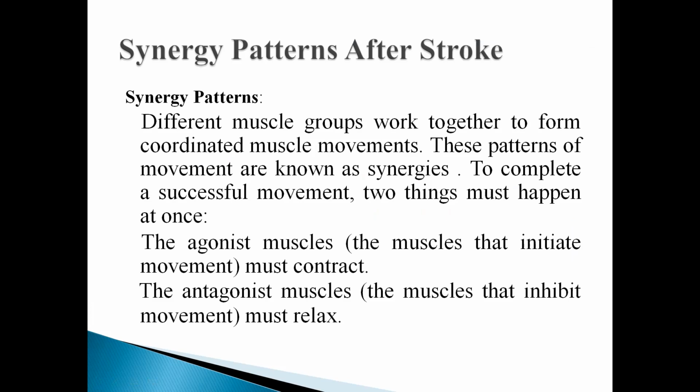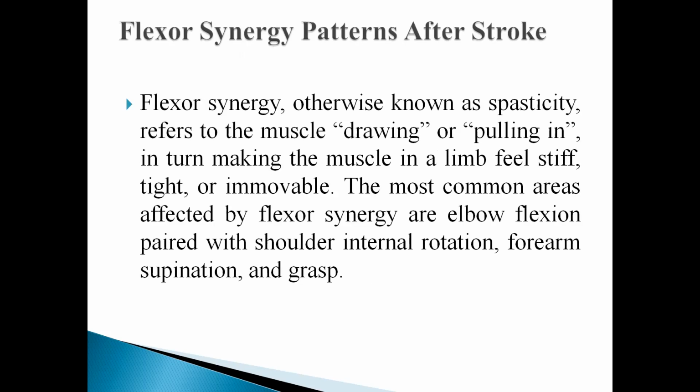For a successful movement, two things are essential. One is the agonist muscle contraction and another one is antagonistic muscle relaxation. That is, the agonist muscle which initiates the movement should contract, and the antagonistic muscle, the one which inhibits the movement, must relax. So let us just see the flexor synergy patterns after stroke.